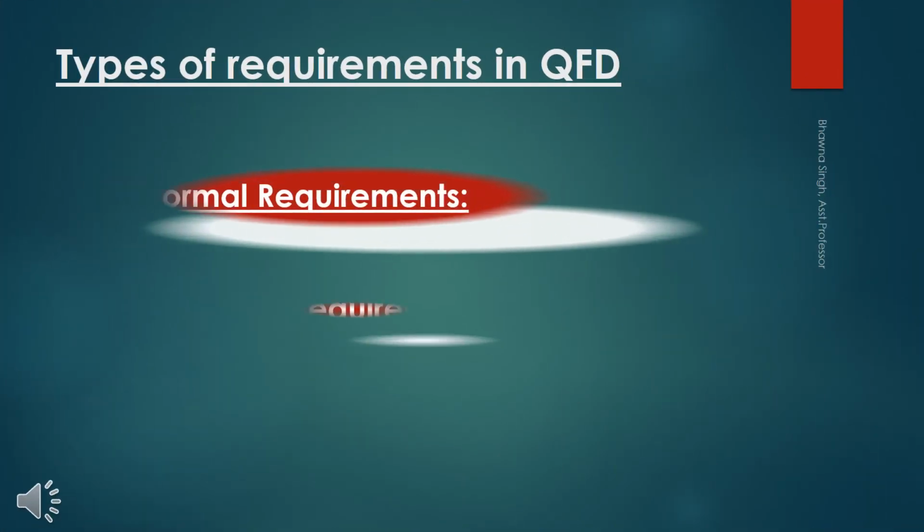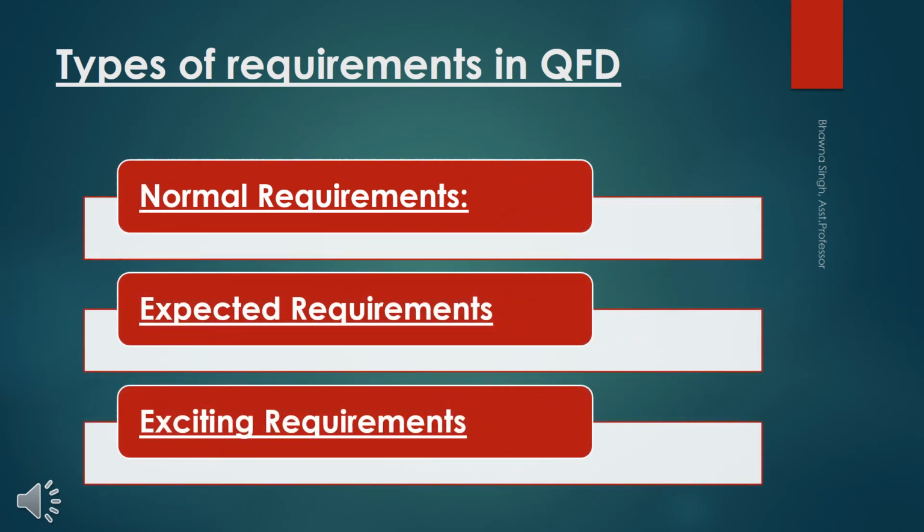Now the requirements that are present in the QFD are categorized into 3 types. The first one is normal requirements, the second one is expected requirements, and the third one is exciting requirements. So first, when we talk about normal requirements, these are the requirements that must be present in the customer's product so as to make him satisfied. The response time of the product should be good, the speed should be good, it should be cost effective. So these are the basic requirements that must be present inside every software product. These are not explicitly stated by them.